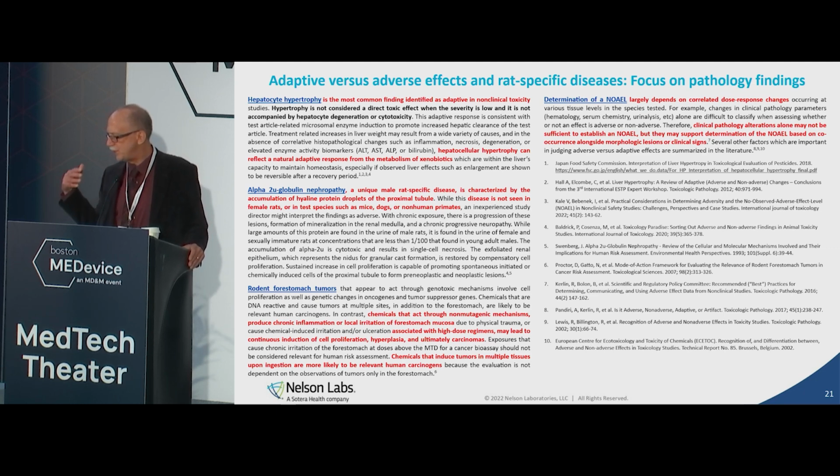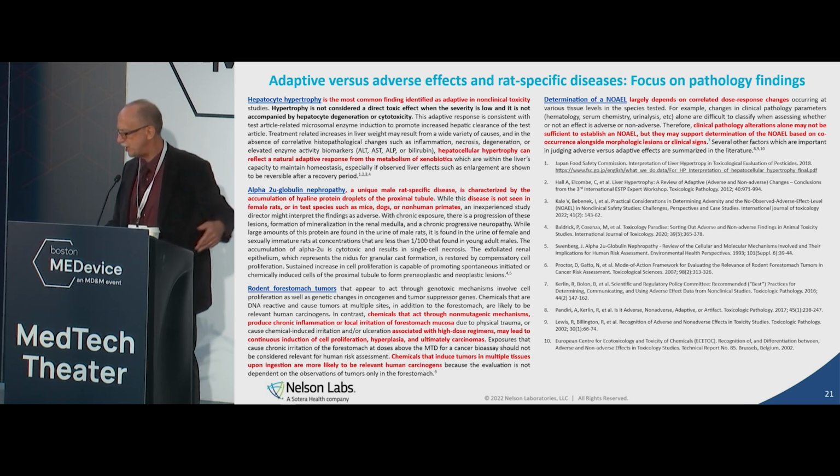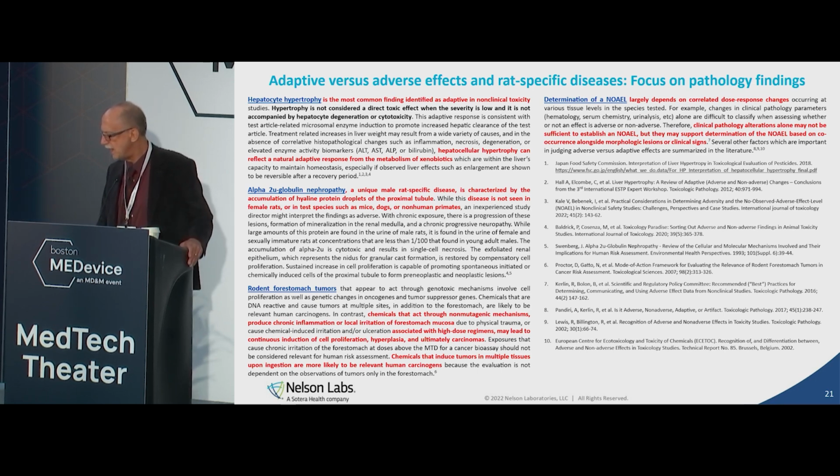Rodent tumors that are caused through genotoxic mechanisms involve cell proliferation and genetic changes in oncogenes and tumor suppressor genes. Chemicals that are DNA reactive and cause tumors at multiple sites in the body, in addition to the forestomach, are likely to be relevant human carcinogens.